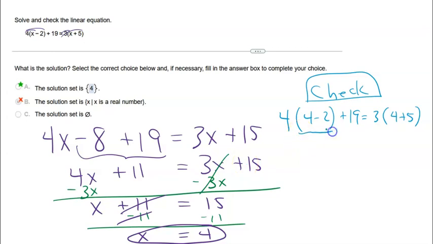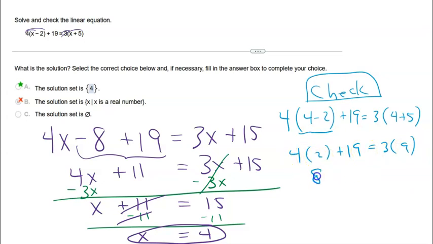Order of operations says I need to do parentheses first. So that's 4 times 2 plus 19. Over here, that'd be 3 times 9. Now, all we're trying to do is determine if you get the same thing on the left and the right. Matter of fact, it's probably not smart of me to work part of this and part of this. Go ahead and simplify one side down completely and then work on the other side.